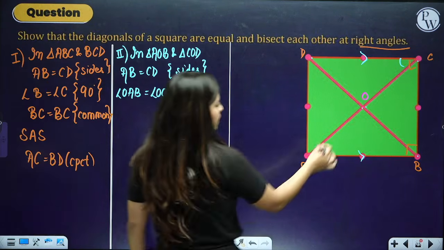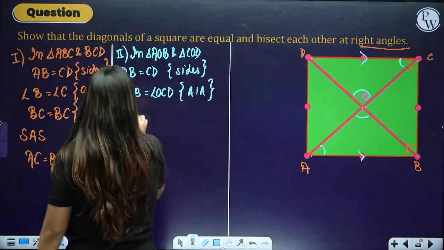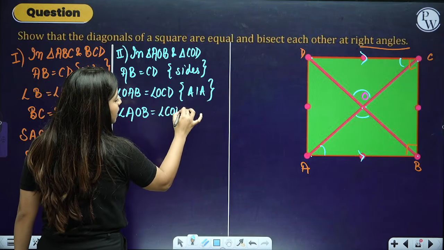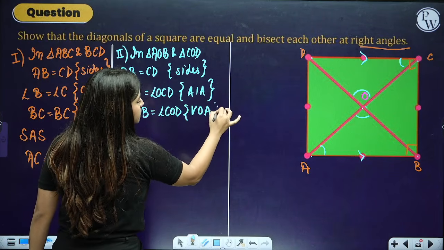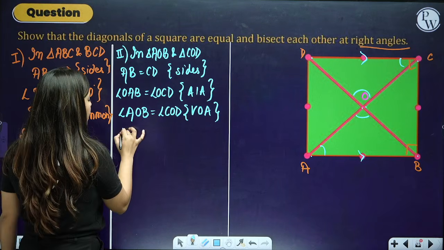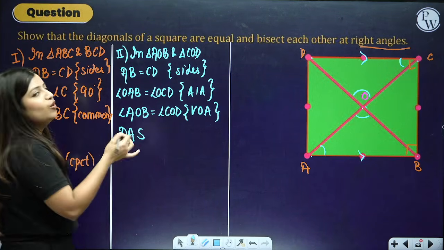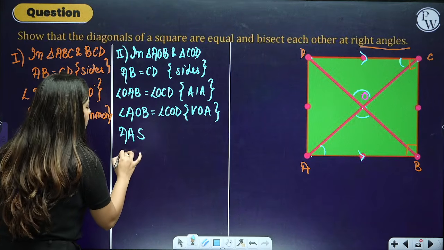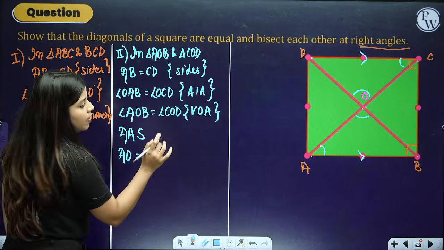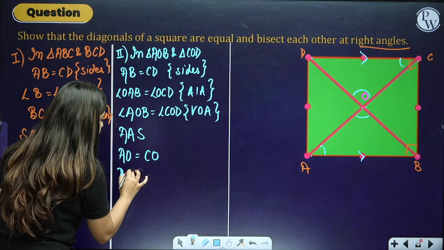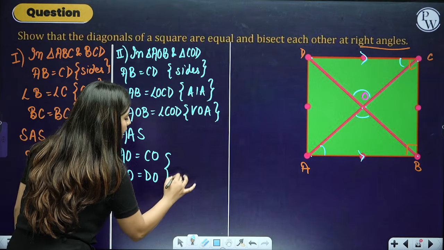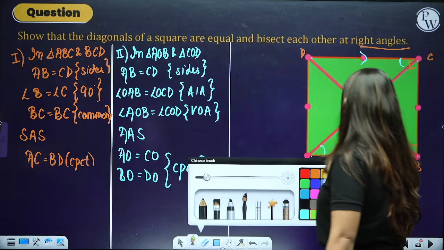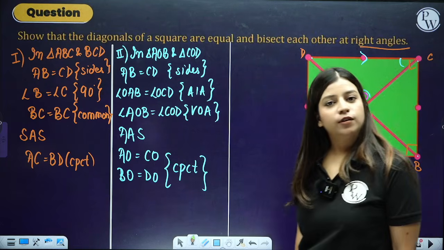The next thing we can say is angle AOB is equal to angle COD, vertically opposite angles. So, we can say by the AAS criteria, both the triangles will be congruent and then we can say AO is equal to CO and BO is equal to DO, by corresponding parts of congruent triangles.